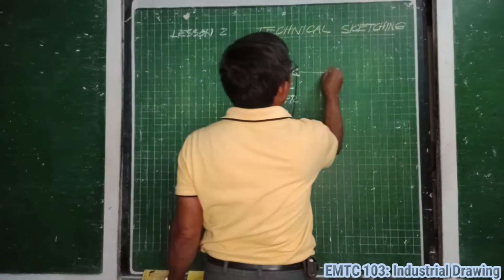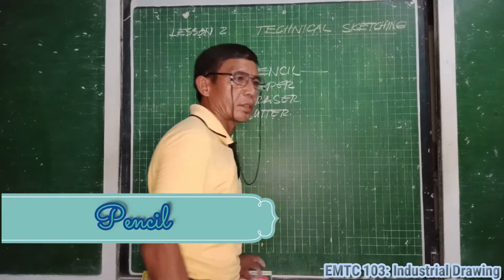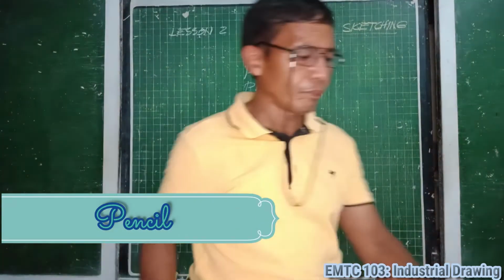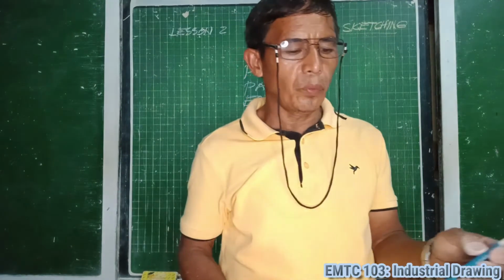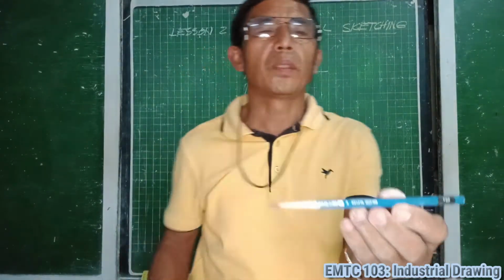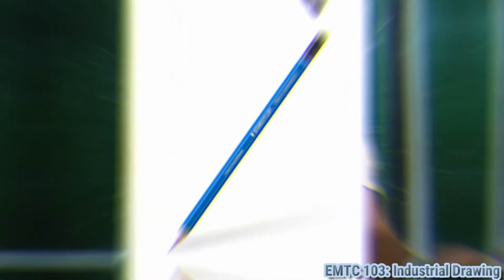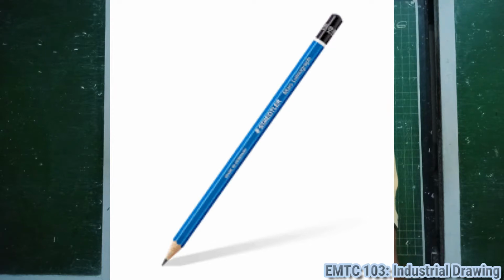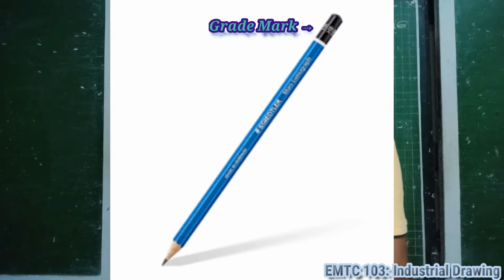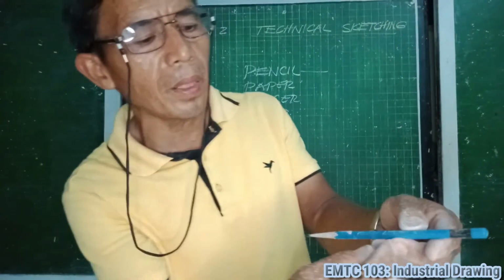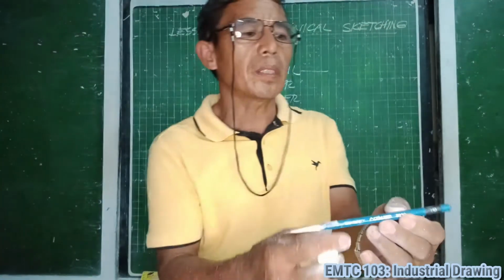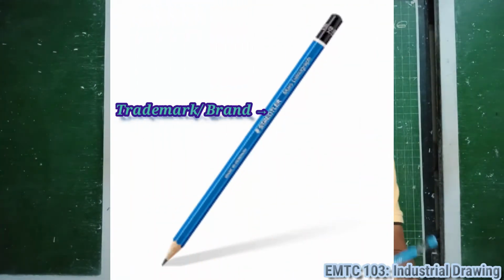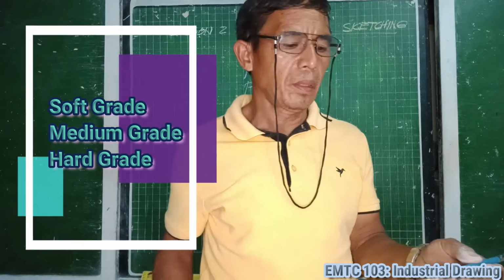Pencils in technical sketching are special pencils suited for sketching; we have what you call the drawing pencil. The drawing pencil has marks labeled at the end. We have HB or other letters, and also numbers. Then we have the name of the brand of the pencil. The number or letter at the end of the pencil describes the grade: soft, medium, or hard. And also we have the proper pencil points.